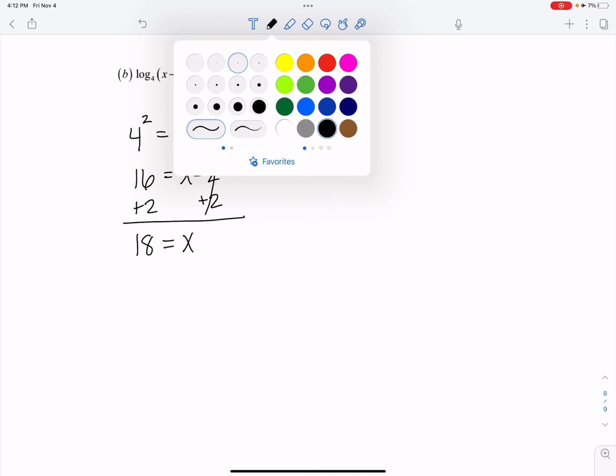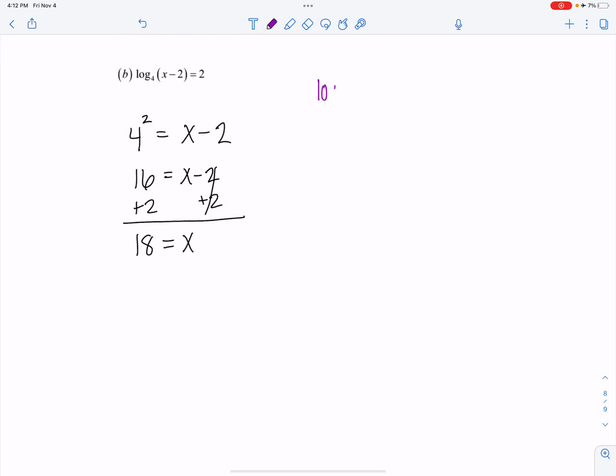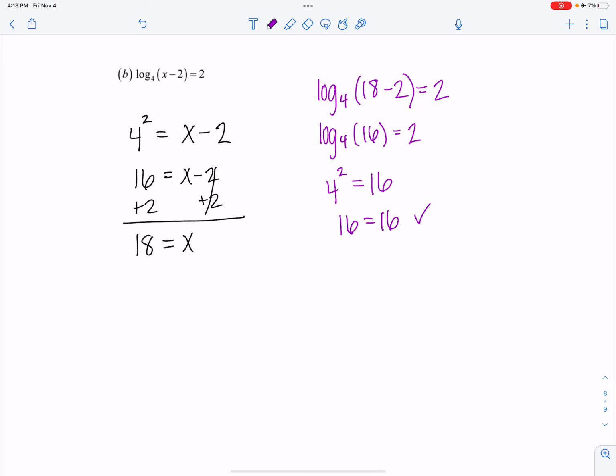Now, like I said before, double check your answer. Log base 4 of 18 minus 2, does it actually equal 2? Well, this means log base 4 of 16 equals 2. And if we rewrite this, we have 4 raised to the 2nd power equals 16. And 16 does in fact equal 16. So that is wonderful. The best thing that you can do when you are solving is to double check.